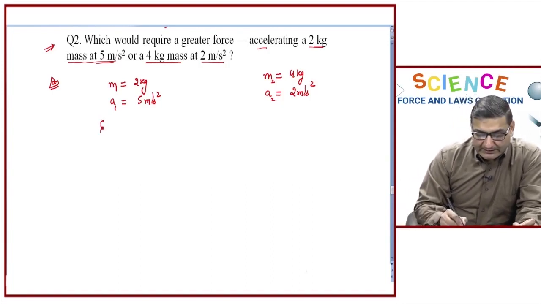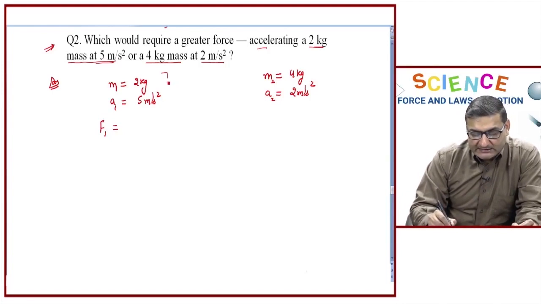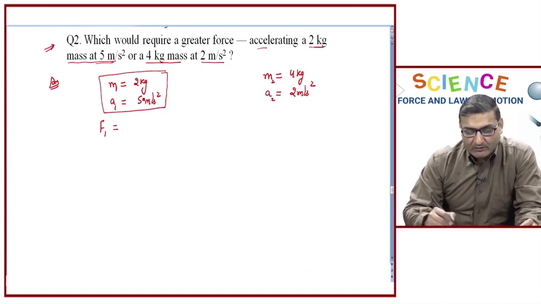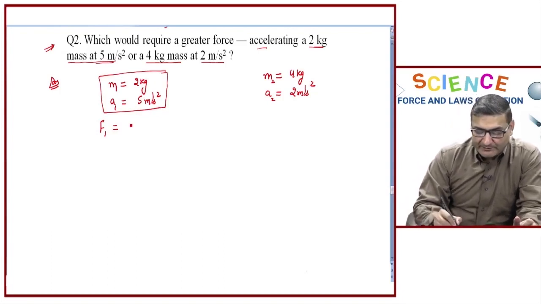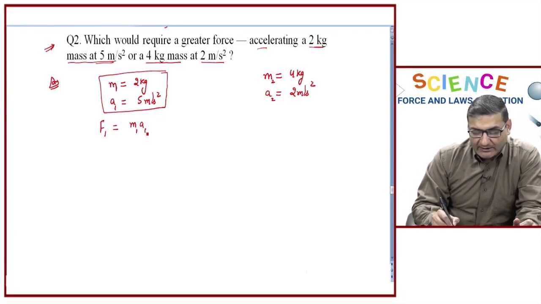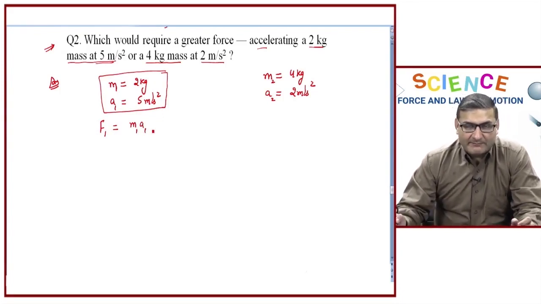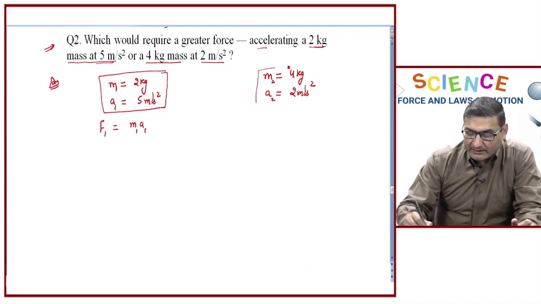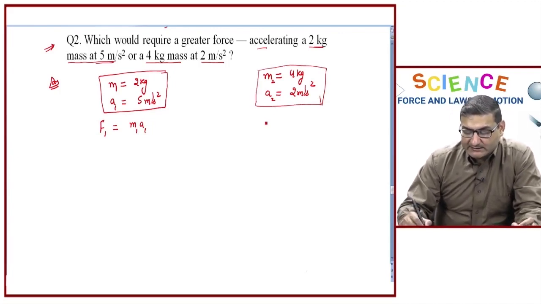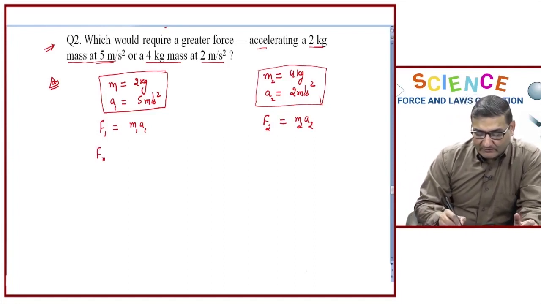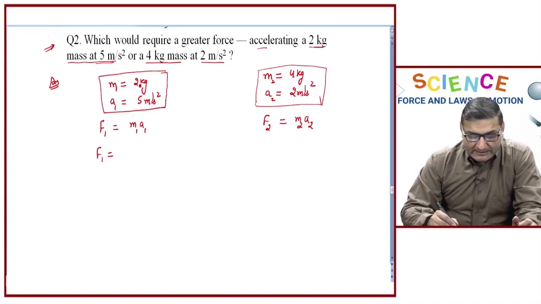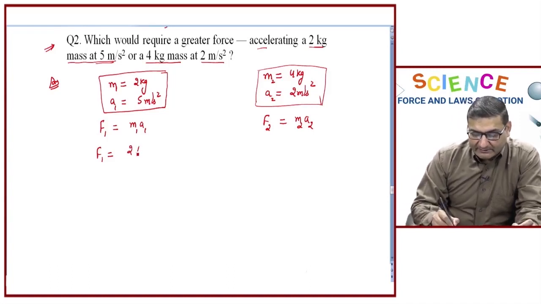Now the force required for producing an acceleration of 5 meter per second square on this object of mass 2 kilogram, let that force be F1, which will be equal to, as per Newton's second law, m1 into a1, because F is equal to m into a. And let the force required for accelerating this second object with mass 4 kilogram be F2, equal to m2 into a2. Simply we will calculate F1, all the values we already know. So mass is 2 kilogram, acceleration is 5, this comes out to be 5 into 2, that means 10 Newton.